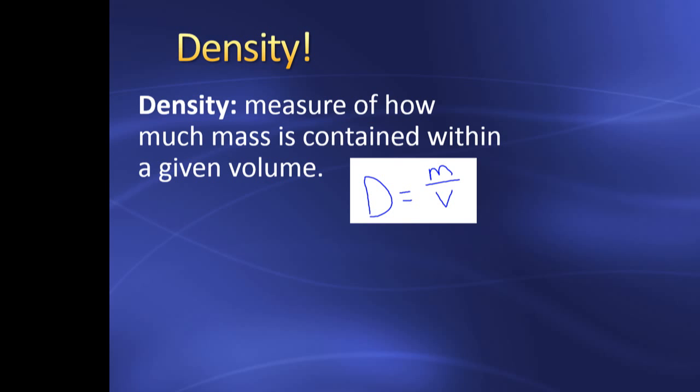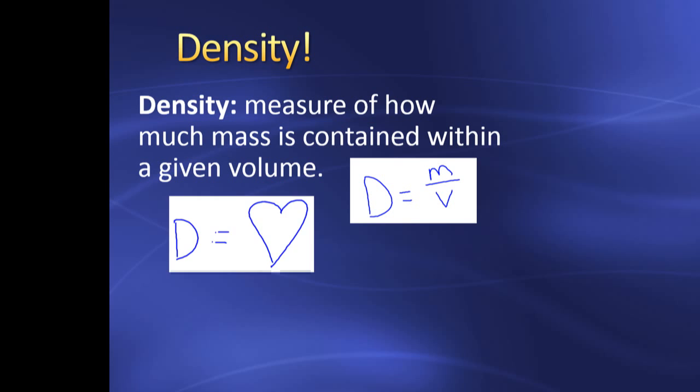You can remember this formula for density by remembering this. If you're dense in love, you'll have a broken heart. So you write density equals and then draw a heart. Then draw a line through that heart. You have an M on top and a V on bottom for volume. So M for mass, V for volume. Density equals mass over volume.